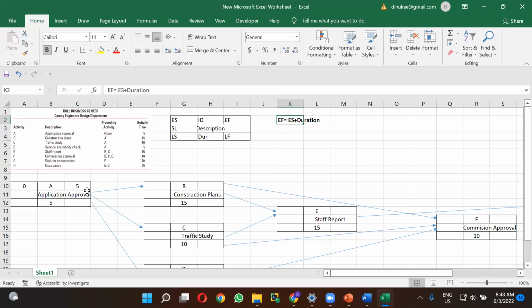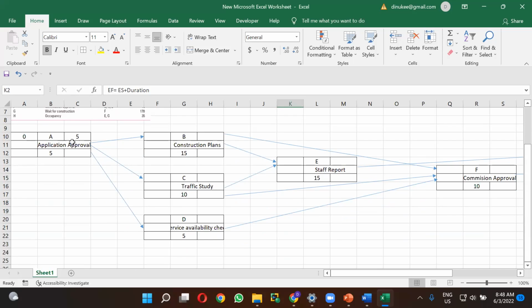So now you can see, after coming to the early finish time, after finishing this activity A, you can start to do activities B, C, and D. So the early finish time is becoming the early start time for all the 3 activities. For activity A, the early finish time is 5, and that early finish time of 5 becomes the early start time for B, C, and D.